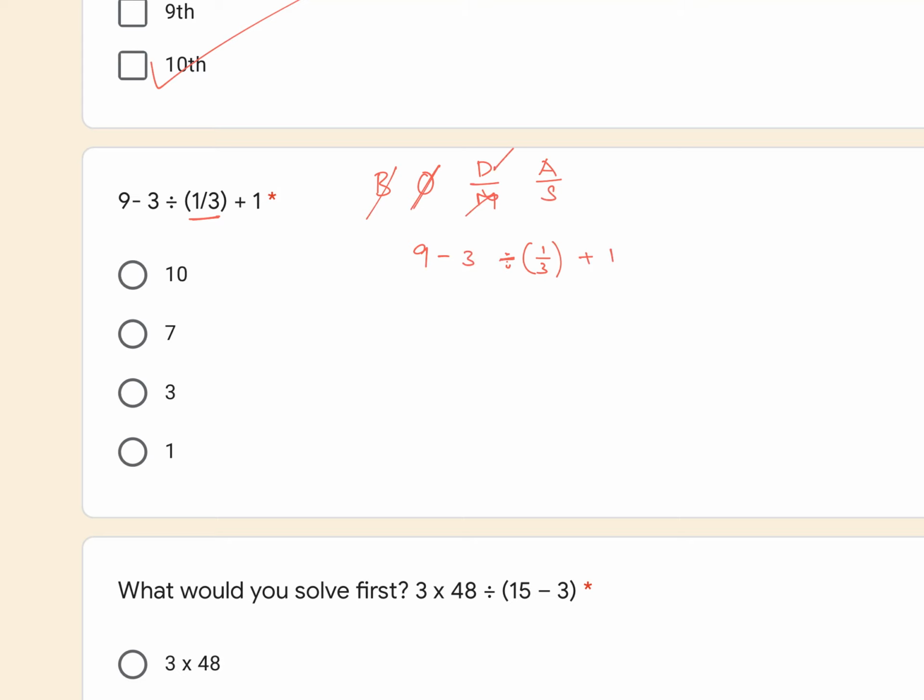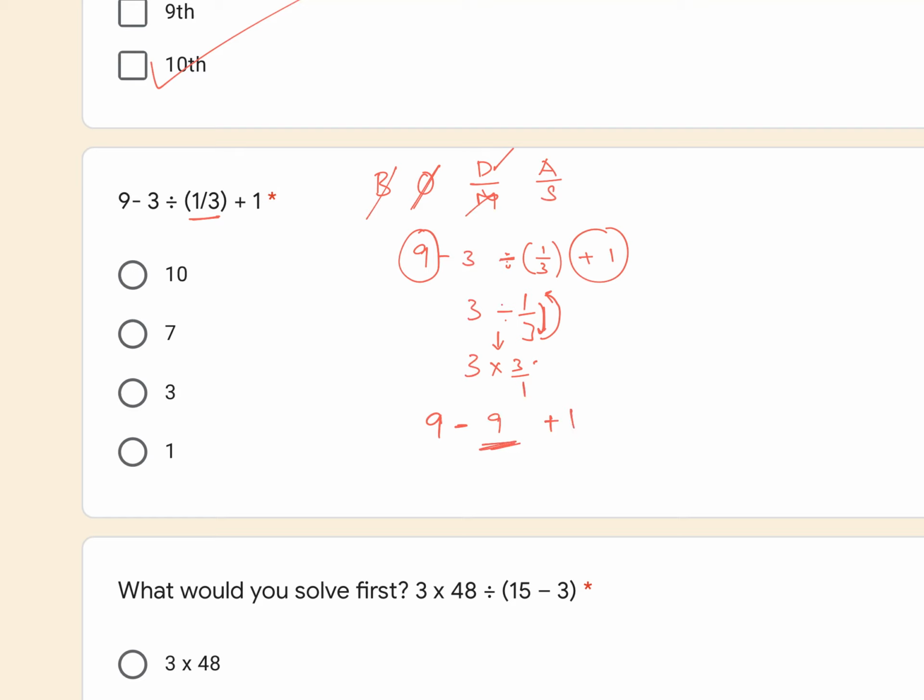So 3 divided by 1 by 3, what does it give? 3 divided by 1 by 3 gives 3 into 3 by 1. You know, right? If the symbol changes, we need to exchange the numerator and the denominator. This comes down, this goes up. So 3 into 3, that is 9. Clear? Now the remaining are 9 minus and plus 1.